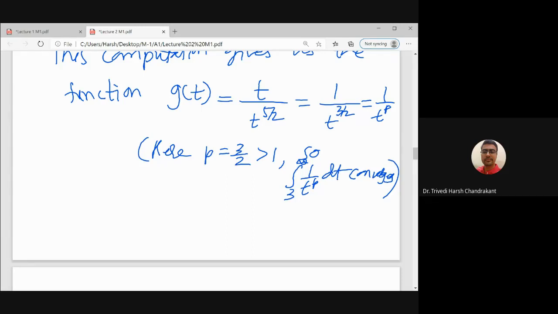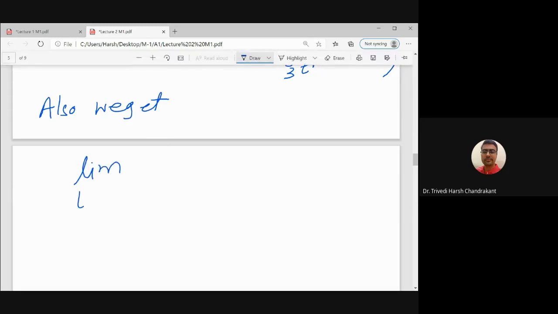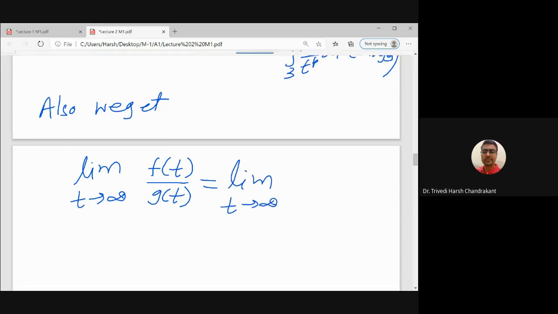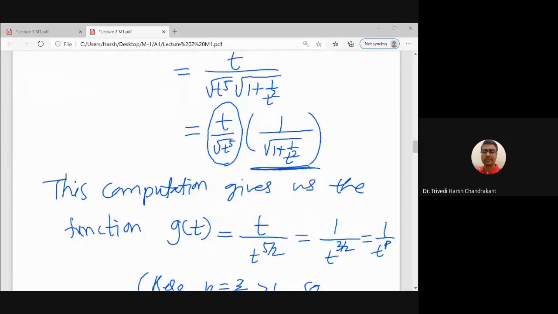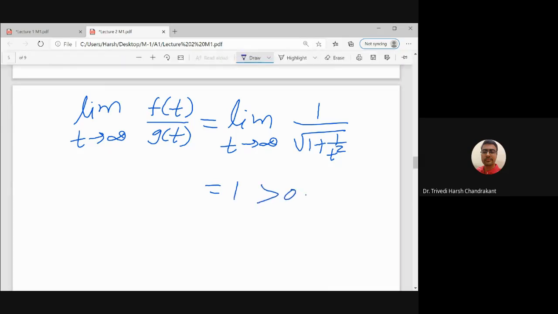So now we can write down that also we get limit t tends to infinity f(t) divided by g(t), which is nothing but limit t tends to infinity. So when I divide f(t) by g(t), we'll get limit of this function 1 upon square root 1 plus 1 upon t square, and that we already observed it is 1. So this quotient limit is greater than 0.